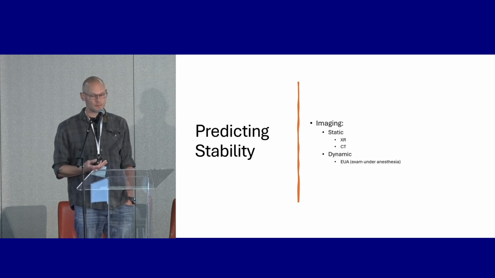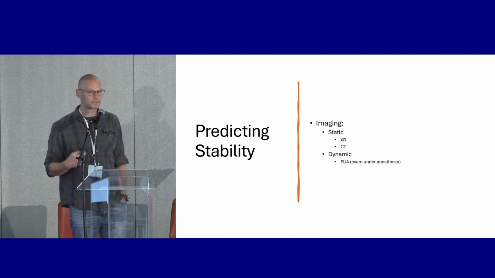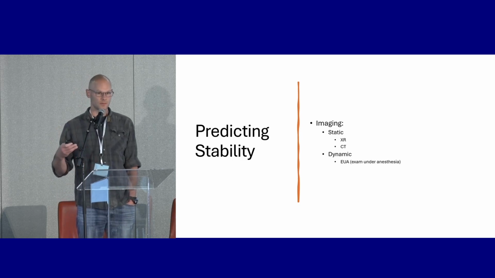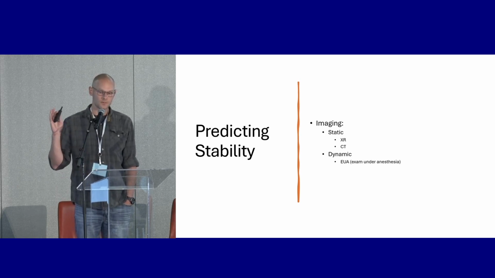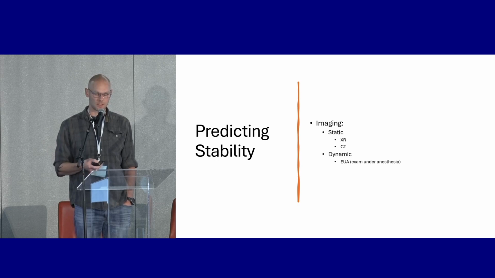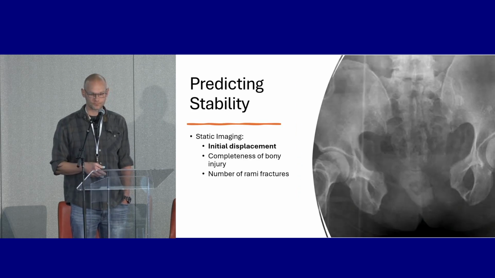And then now let's talk about imaging, which is what we all tend to jump to right away. Before we even see the patient, we look at the images that someone else got. And so there's kind of two categories of imaging that you can use. There's static imaging and there's dynamic imaging. So let's talk about both those.